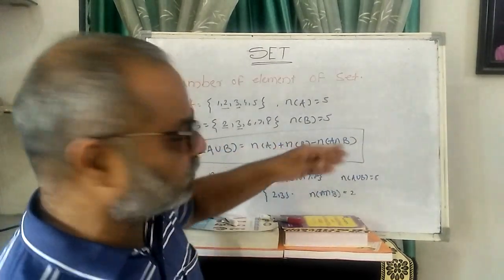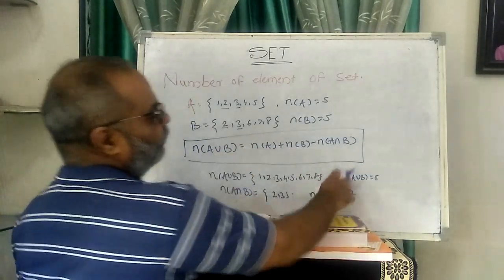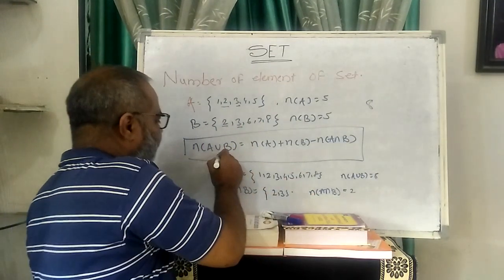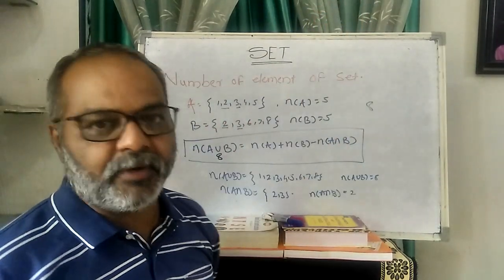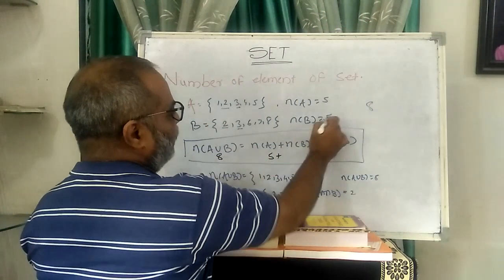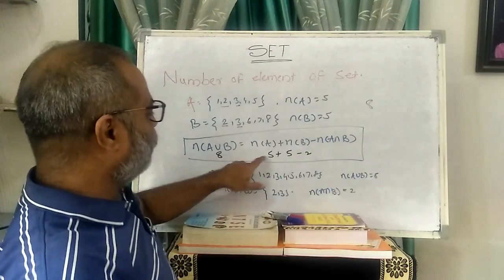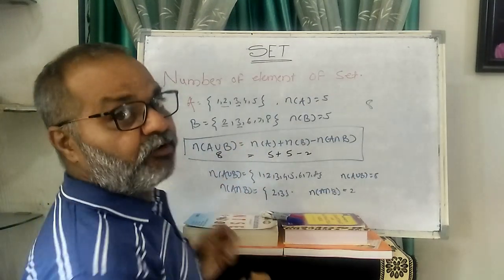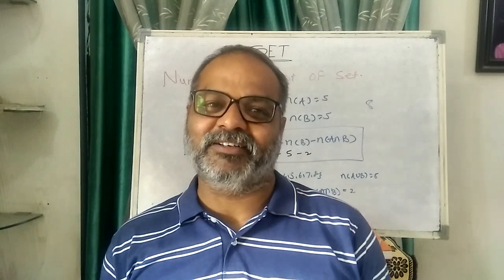So I verify this relation. I put in the values and verify whether it is right or wrong. n of A union B is equal to 8. So I just change the pen. Here is 8. I write the equal sign afterward, when it becomes equal. n of A is 5 plus n of B is 5 minus n of A intersection B, which is 2. So 5 plus 5 is 10. 10 minus 2 is 8. n of A union B is 8. So you are verifying this. You can take various problems to verify that equation.